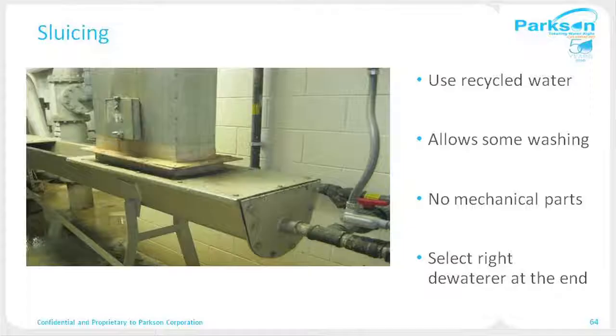The last thing that we're going to look at is sluicing. This is something we recently started offering, and you can use basically recycled water from the plant, and it also allows some washing. What sluicing is, basically, the collected screenings are pushed with water in a sluice trough. It's just a trough, and you push them with water instead of any mechanical piece of equipment. The advantage of this is you don't have any mechanical parts to maintain, and you can just use a pump to convey solids. And you have to select the right dewatering equipment, which we recommend right now is the Aqua WashPress, to handle all that flow that's coming with the screenings while we're moving them around.